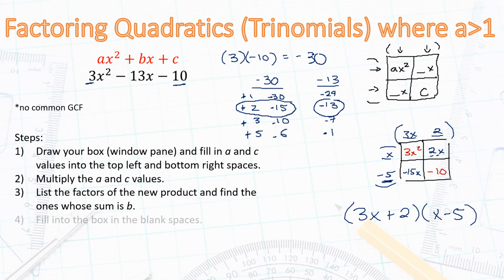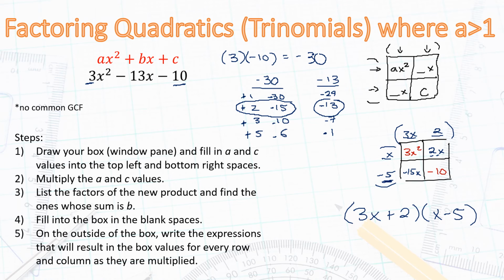I just realized I wasn't moving forward the steps at the same time. So I'm going to fill the box with the blank spaces. So the two factors I found, 2 and negative 15, I put those in with x's after them. And then on the outside of the box, I'm going to write in the factor pieces that would result in the numbers inside of the box. So then my answer is 3x plus 2 times x minus 5.